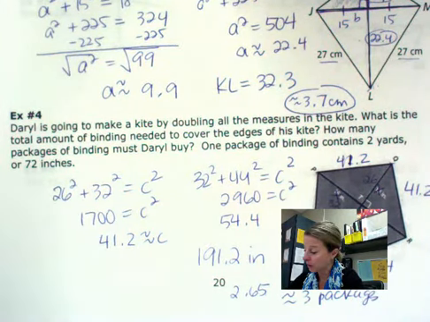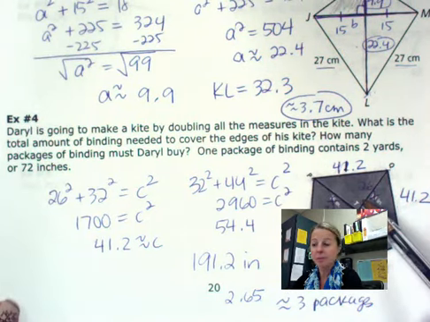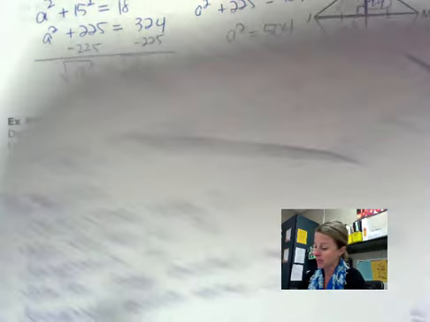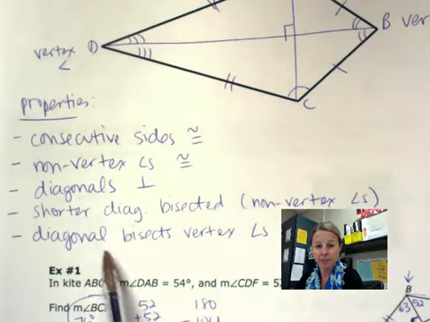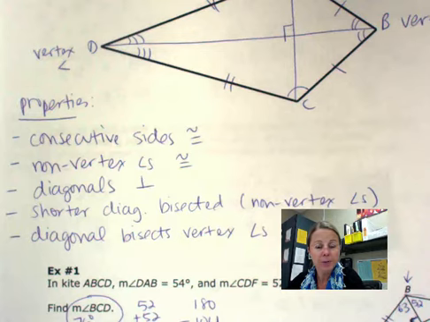Okay, so as far as kites go, it's really important that you come back to Pythagorean theorem, and then as you're working, make sure you have all of these items marked. All right, so now if you would go ahead and move on to the trapezoid video, and we'll finish out this section.